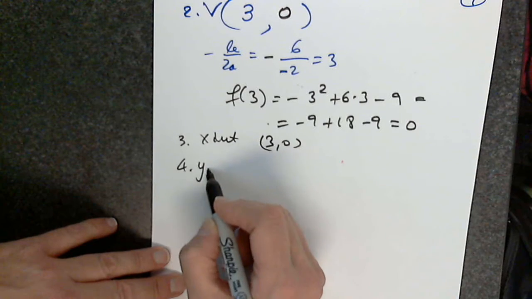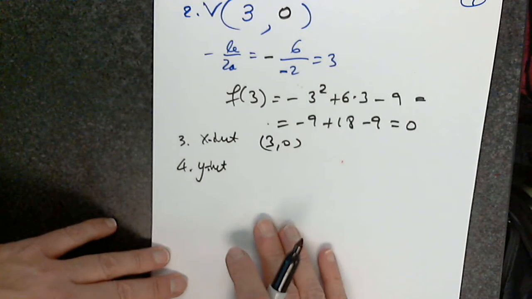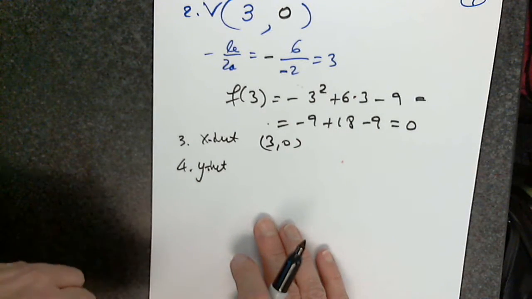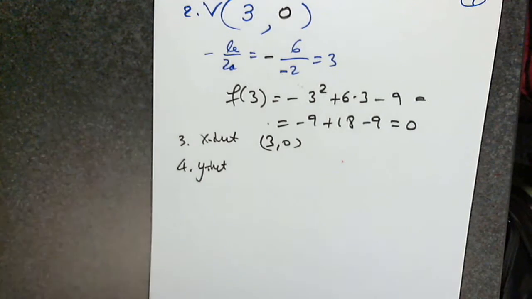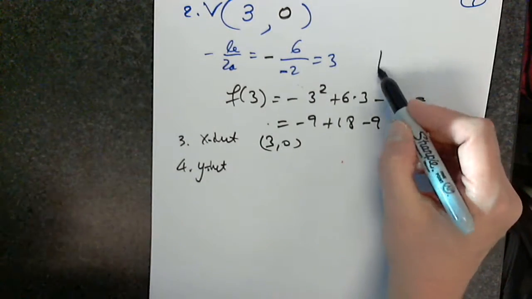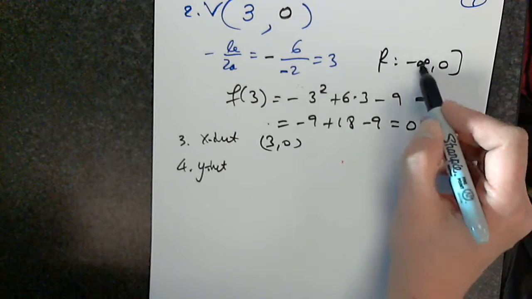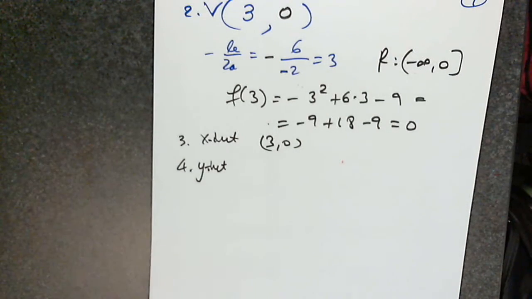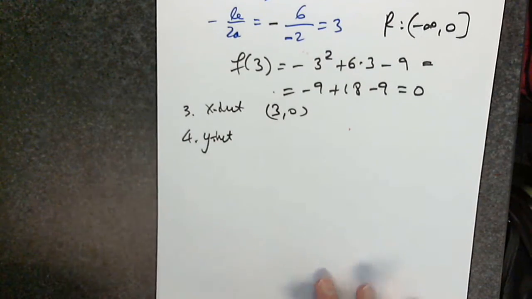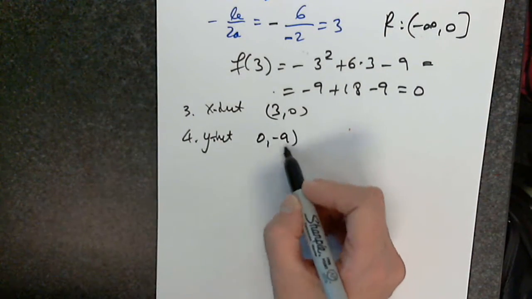What about the y-intercept? Right? You can already imagine it, right? It sits on the x-axis. It has a maximum. It sits on the x-axis. You know the range already, right? What is the range? Correct. So then 0 is the y-value of the x-intercept as well as the vertex. And what about the y-intercept? Very good. 0, negative 9.